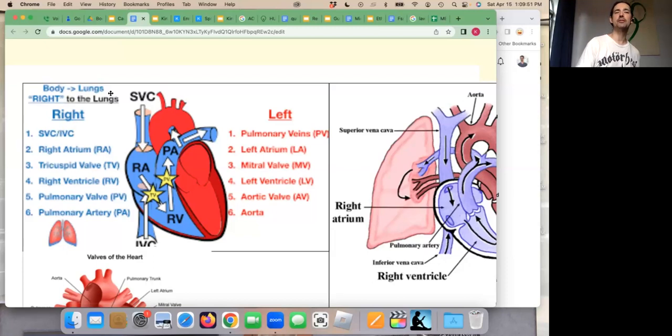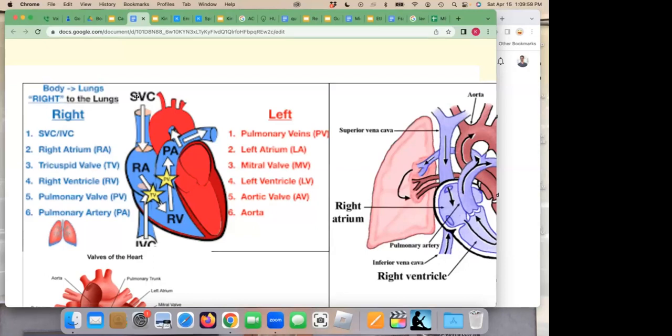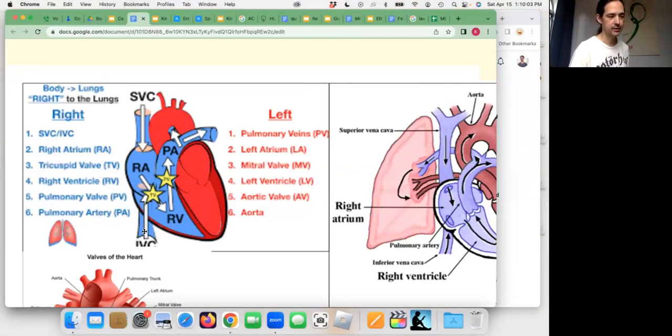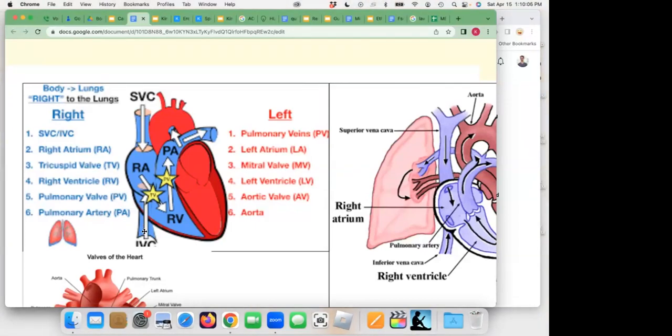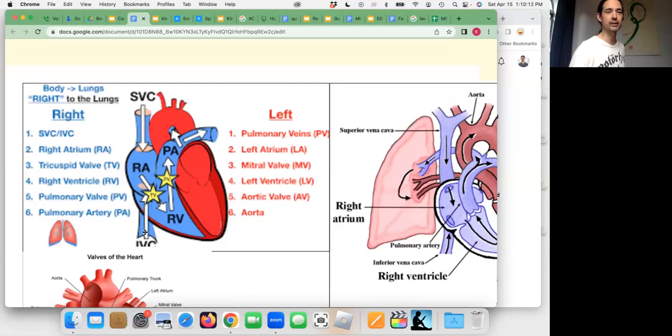Deoxygenated blood comes in through the superior and inferior vena cava. Yeah. Awesome. I think each one of you got vena cava. Nice. Very nice.